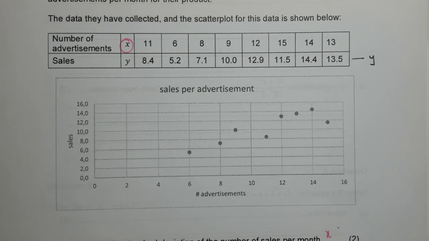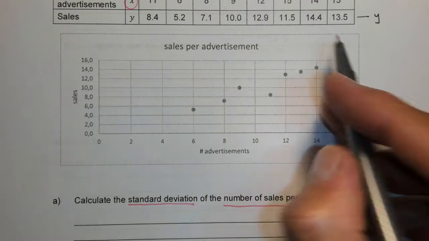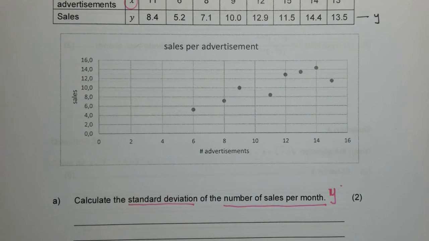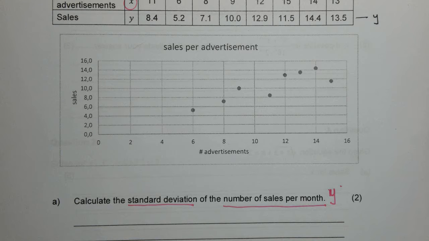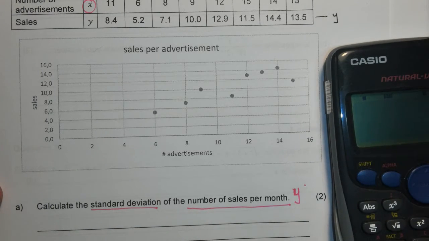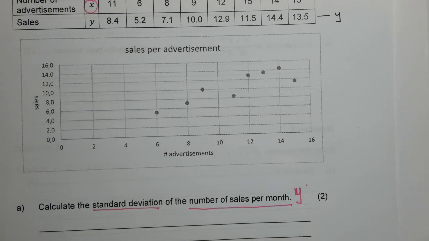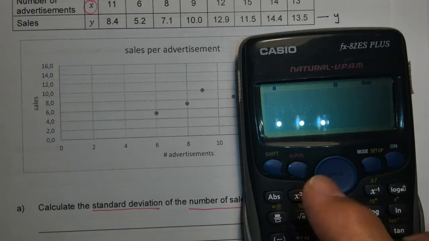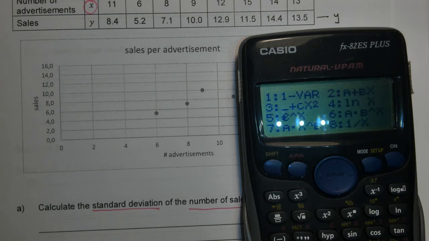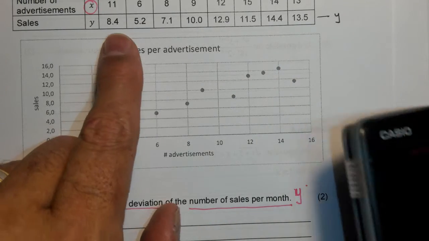Now they ask us for the standard deviation of the number of sales per month. The number of sales per month is the Y variable. Don't make a mistake and work out the standard deviation for X. That's for the number of advertisements. Okay, to remind you, how do we do this? We're going to go to our calculator and say mode, I want stat, I want single variable analysis, which is 1. Now I'm going to plug in all the sales data.